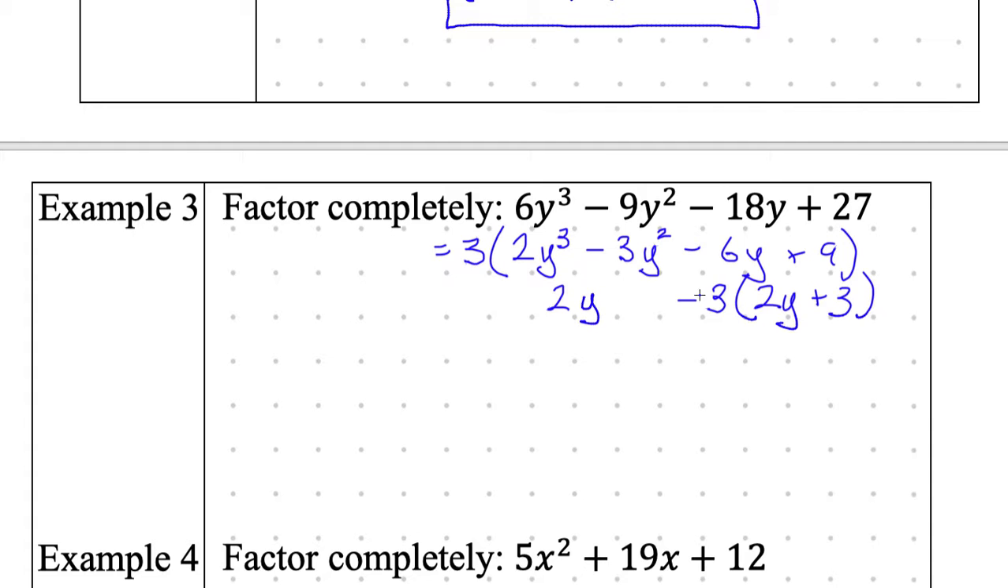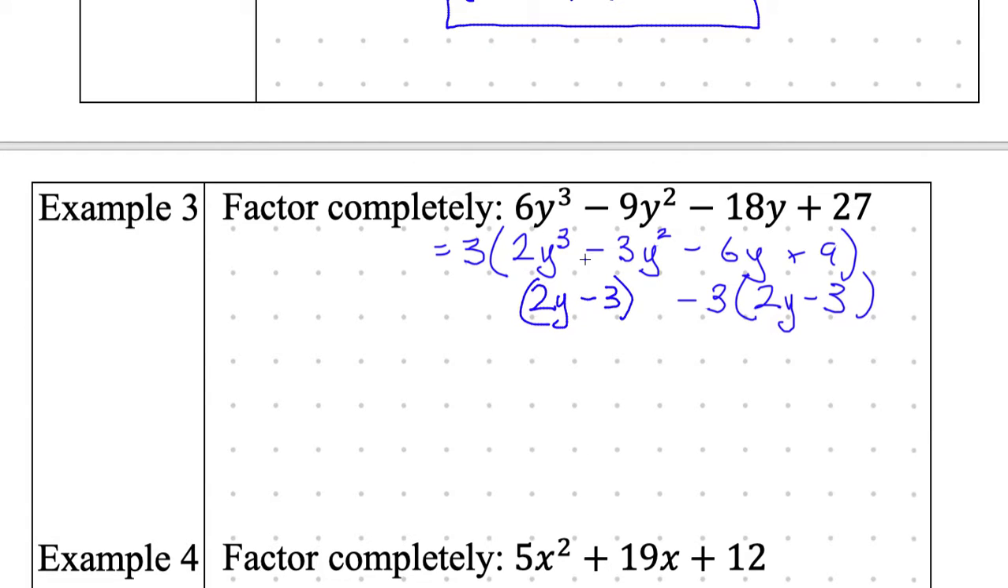oh my gosh, I made that mistake, didn't I? 9 divided by negative 3 is not a positive 3, it is a negative 3. Undo. This is 2y minus 3, my bad. Again, I was doing negative 6y divided by negative 3 is 2y. Negative divided by negative is a positive, and this is going to be a positive 9 divided by a negative. Positive divided by negative is a negative. I made that mistake, my bad.